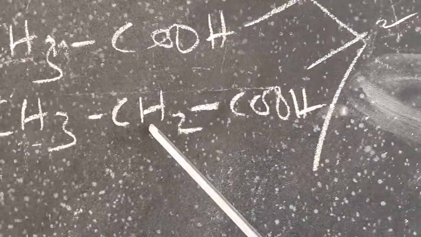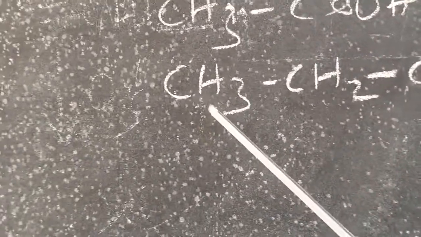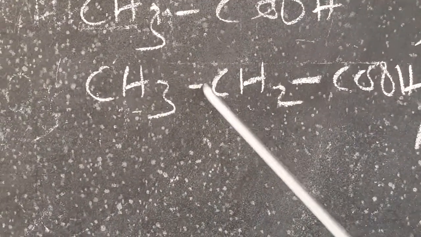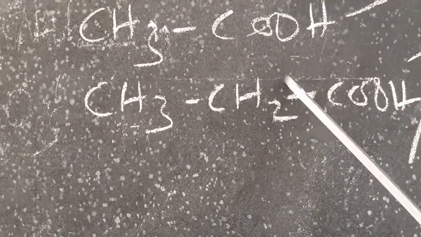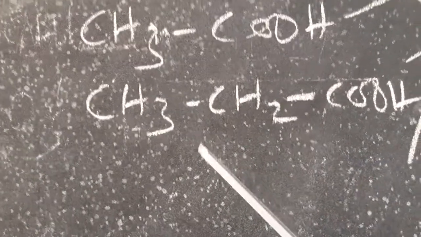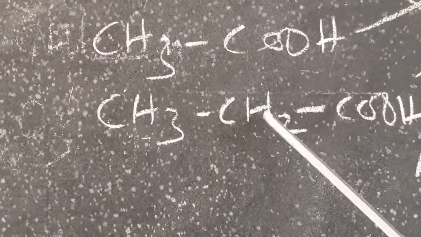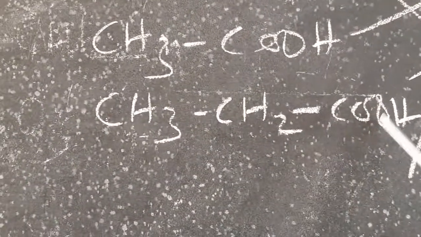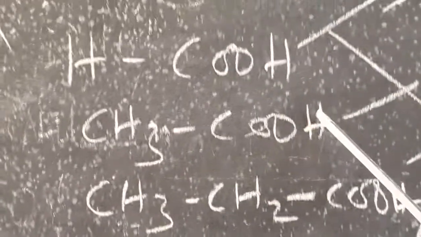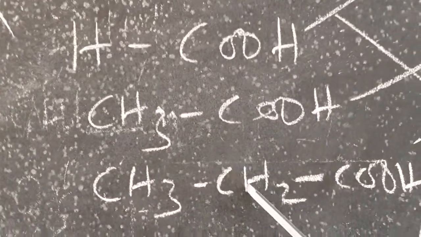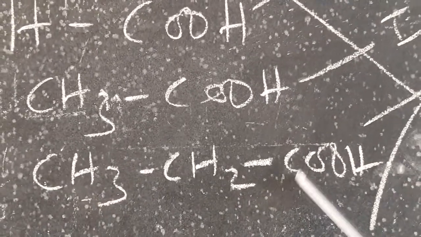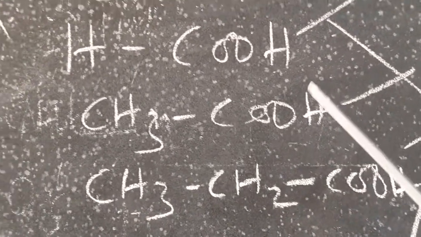And what about CH3CH2COOH? In this case also, CH3 will give electrons to the COOH group through CH2. The CH2 group comes in the middle. So therefore, electrons will be supplied to CH2 and COOH. In such cases, it is also a weak acid compared to acetic acid, because the electron supply is coming from a distant carbon atom. So therefore, this is also a weak acid compared to acetic acid.